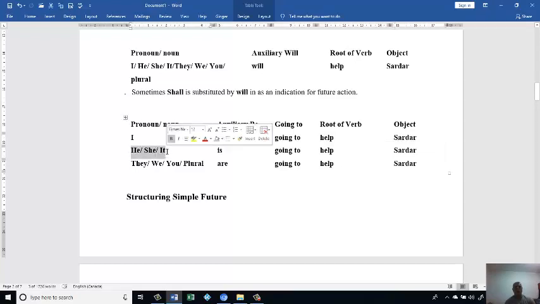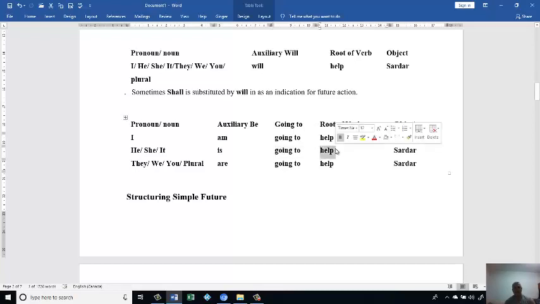And then here with he, she, it as my subject, it's one of those. Then I'm going to use is as the auxiliary verb, then going to, an indication for the future. Then adding the root of the verb with no s, no ed, no ing. Then the third one, any subject of those: they, we, you, plural, we use are. Then going to, then the root of the verb, then the object.